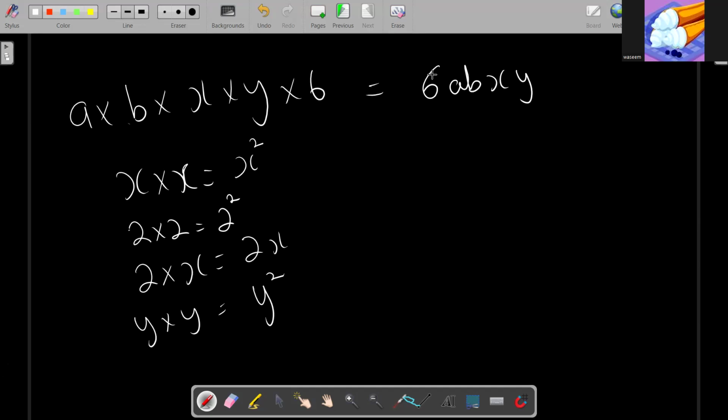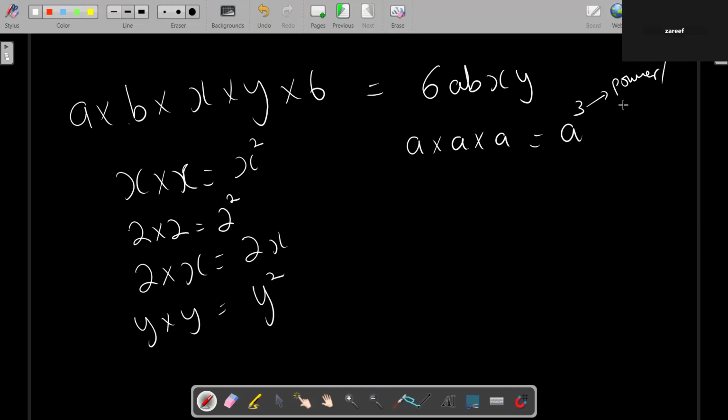Let me see. Zarif, your question. I see you coming to class today. A multiplied by A multiplied by A is what? A cubed. Excellent. A to the power 3. We say A raised to the power 3 or A cubed. This is called a power, something we also call an index, right? So 3 multiplied by A is not A cubed. 3 multiplied by A is just 3A. Anybody have any questions on this?